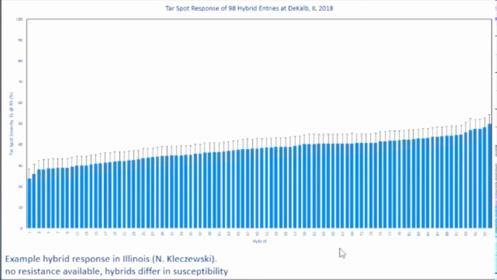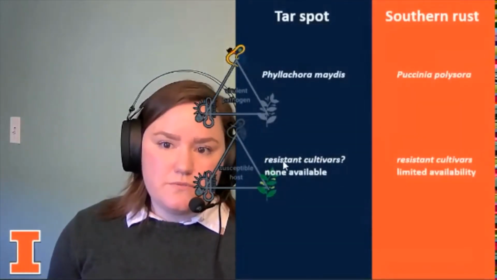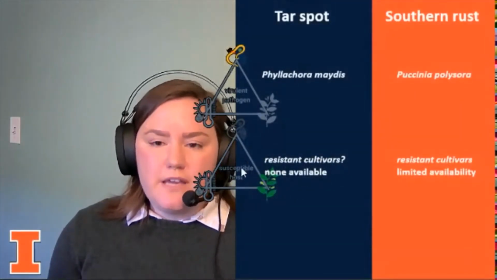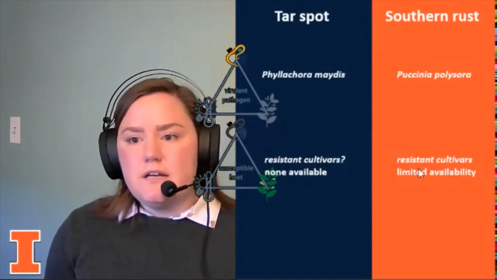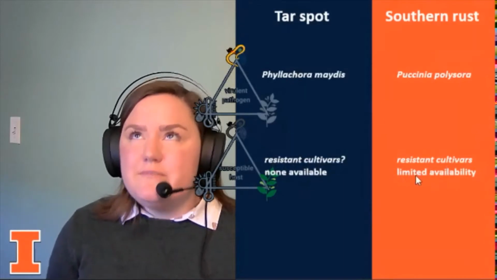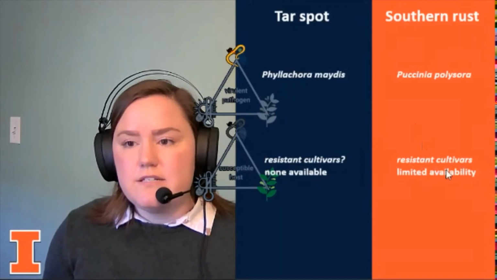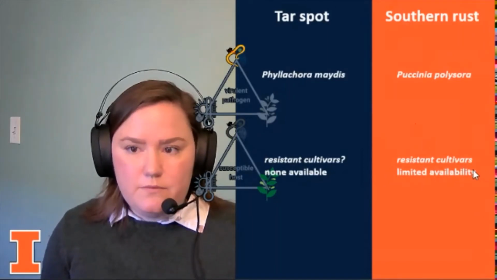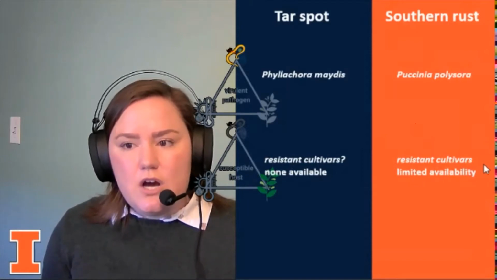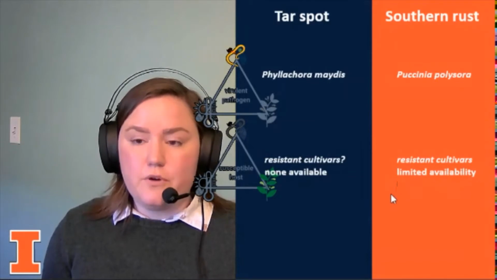While that's likely to change, for right now we can't say that we have any host resistance. So for the most part, we have susceptible hosts out there for tar spot. And there's a limited availability of hybrids with resistance to southern rust. And since southern rust is usually not an issue in the upper Midwest, those hybrids are generally not going to be suitable for growth up here.